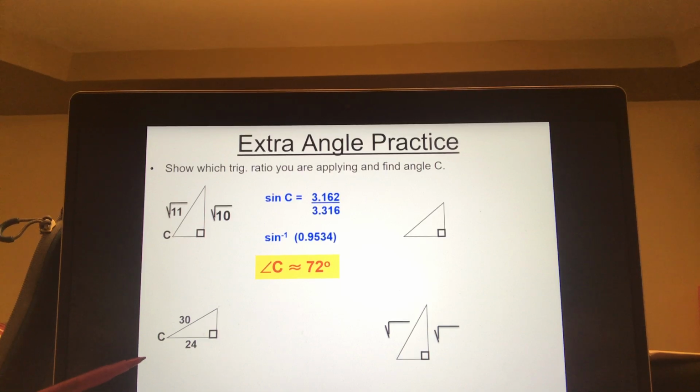Same idea on the next one, but this would not be a sine ratio. You can see you don't have the opposite side. Instead, you have the adjacent and the hypotenuse, which would lead you to hopefully use a cosine ratio.